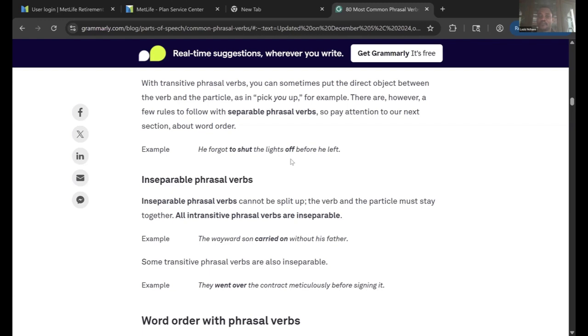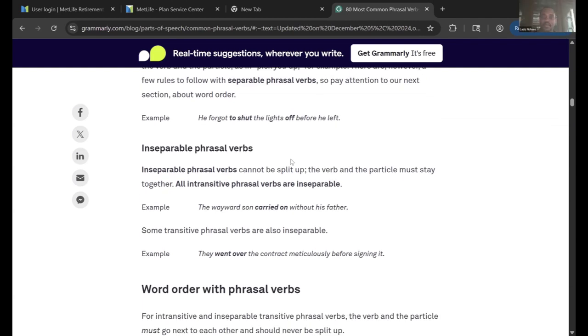He forgot to shut the lights off before he left. What does that mean, to shut the light off? Éteindre, éteindre. That's very good. That's a 10.